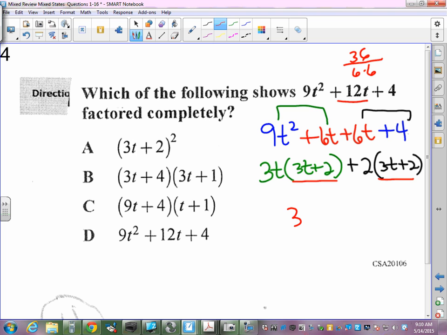So you bring that out to the front. And then what was left over? Okay, that 3t and that 2. Okay, and then look at our answer choices. Which of these answer choices matches that? Right.